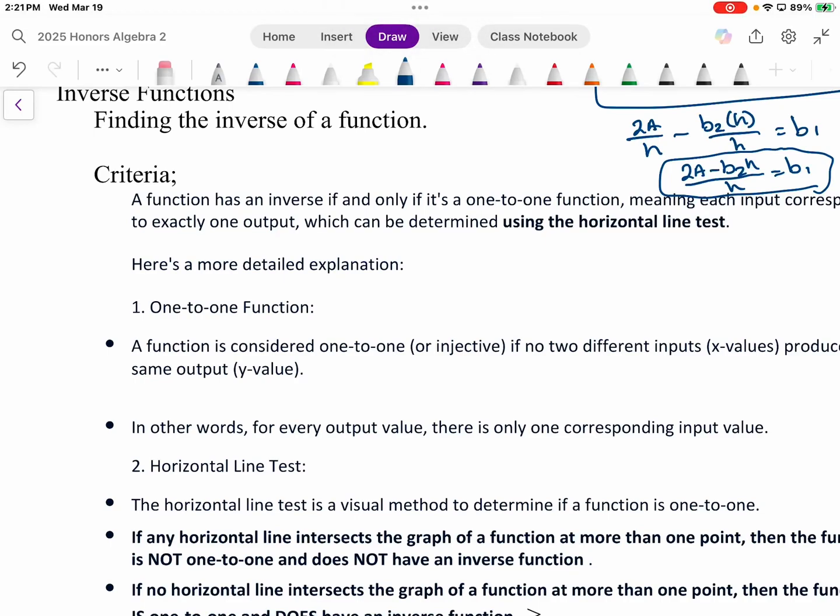Not all functions have an inverse. There are certain criteria that have to be met in order for a function to have an inverse function. And that's what we're going to learn a little bit about, the criteria. So it's not something that we can just go ahead and blindly solve for.